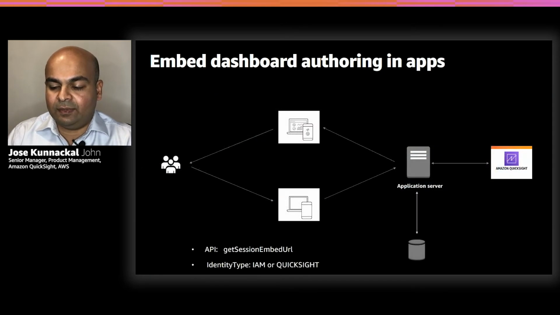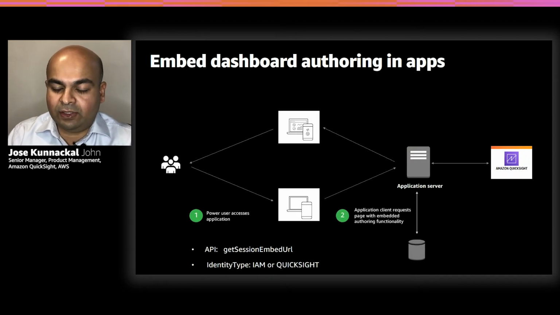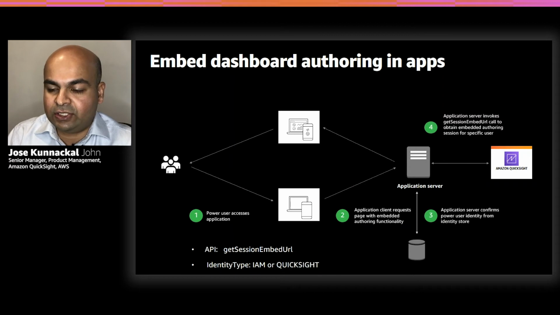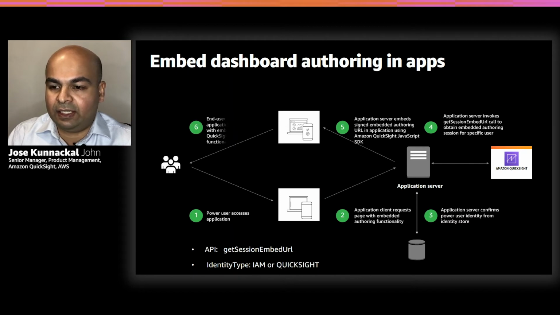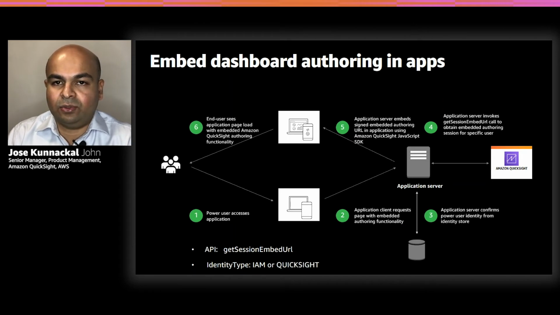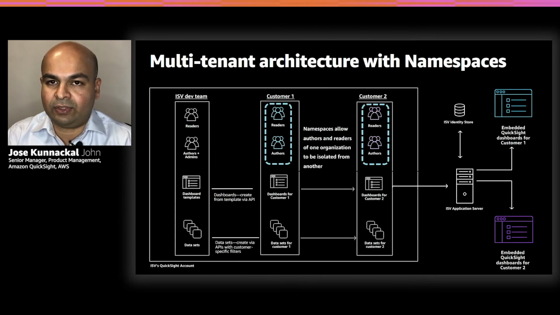Now, the flow of the calls for this particular scenario is also similar in that the power user of the application comes in, they request a page or click on a link that contains a link to embedded authoring. And in this case, the API is different. So you'll notice that it gets session embed URL, and you can still use IAM federated or QuickSight identity types. The application server requests for the embedded authoring session from QuickSight, which then returns the URL with the embedded authoring interface, and then that is then loaded on the end user's browser. So again, completely web-based. There is no download or anything else needed for the user to interact with that.